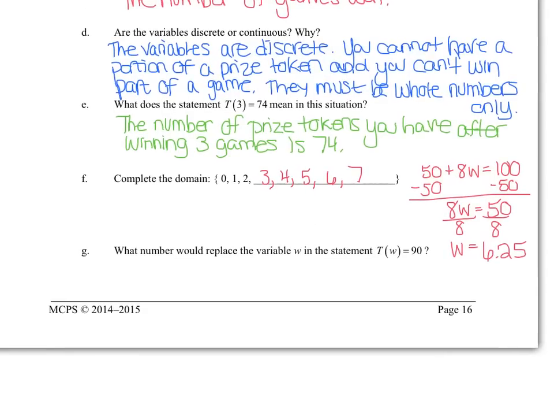Finally, what number would replace the variable W in the statement T of W equals 90? Well, this is where we're going to have 50 plus 8W, that's our expression, and we want to know when that equals 90. So I'm going to take away 50, and I'm going to get 8W equals 90 minus 50, which is 40. I'm going to divide by 8, and W is going to equal 5. So the number that would replace W is 5.